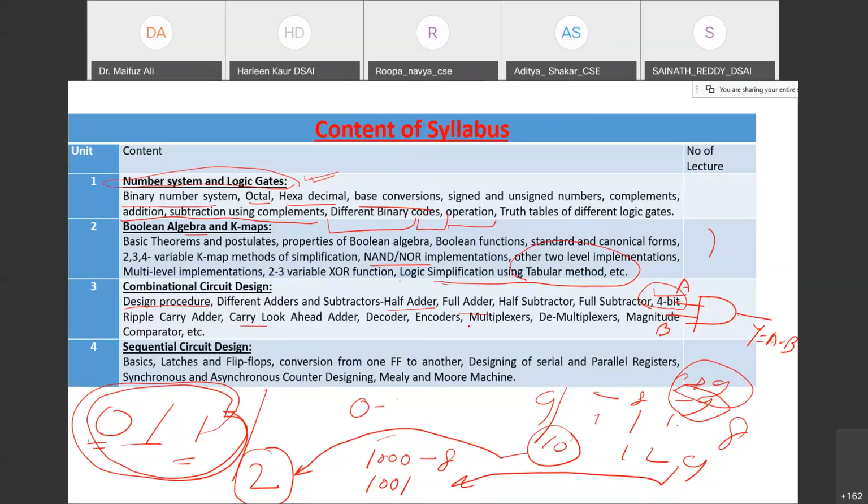Then the multiplexer, demultiplexer, the comparator. We'll be discussing the combinational circuit and the sequential circuit. Sequential circuits are the memory devices. How to store this in your memory? How to store the data in the computer or any disk?